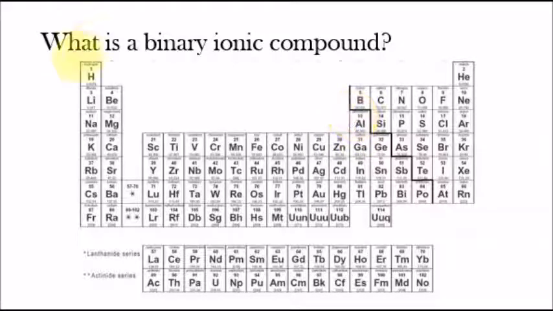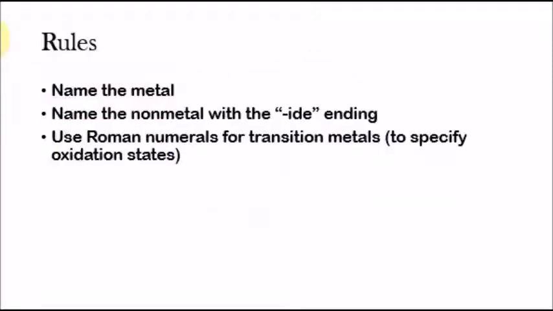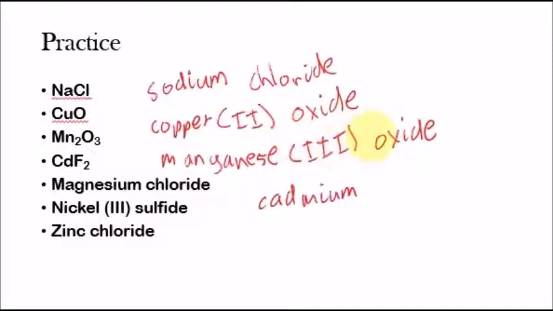Just like these metals right here have only one oxidation state, silver, cadmium, zinc, and aluminum only have one oxidation state. So whenever we see them in compounds like this, we're never going to say cadmium 2 fluoride. We're just going to say cadmium. And then we're going to name the nonmetal with the IDE ending, so that will be not fluorine, but fluoride.